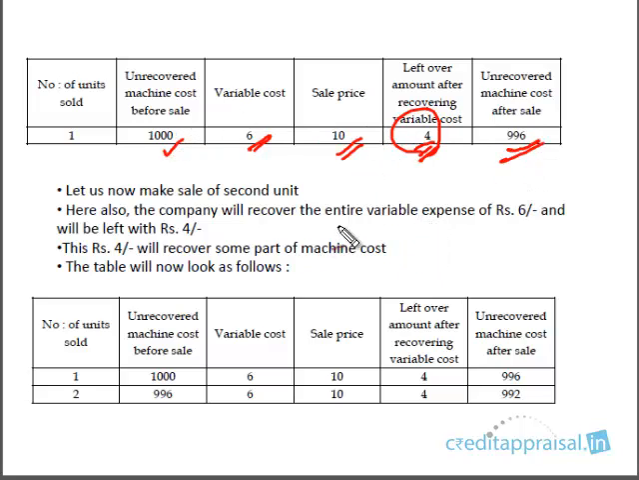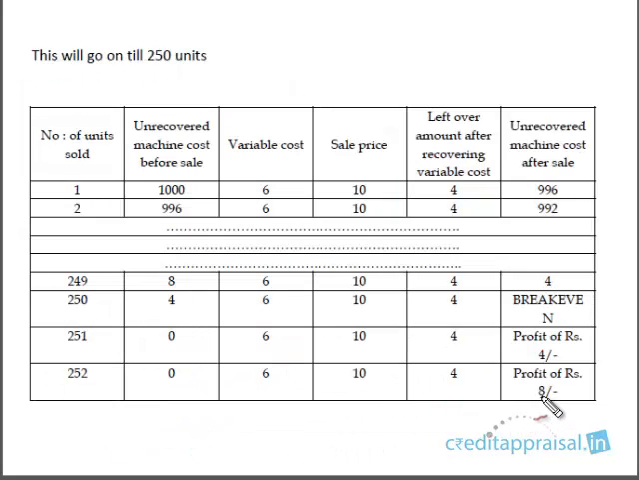Okay, let us now assume a second product was sold. Now when the second product is sold, again from 10 you'll be recovering the variable directly. Now the balance 4 will be going toward recovery of the fixed expense. Okay, so now your table gets updated like this. Earlier you had 1000 to be recovered before the sale of the first product. Now it's come down to 996. In the second case, it will come down to 992 because again you'll be left with 4 rupees after recovering the variable expense. The variable expense is 6, your selling price is 10, so again you'll be left with 4 rupees excess amount. So this will be going towards recovery of the fixed expense. Okay, so now you have to recover only 992. This will go on till 250 units. See what happens till 250 units.